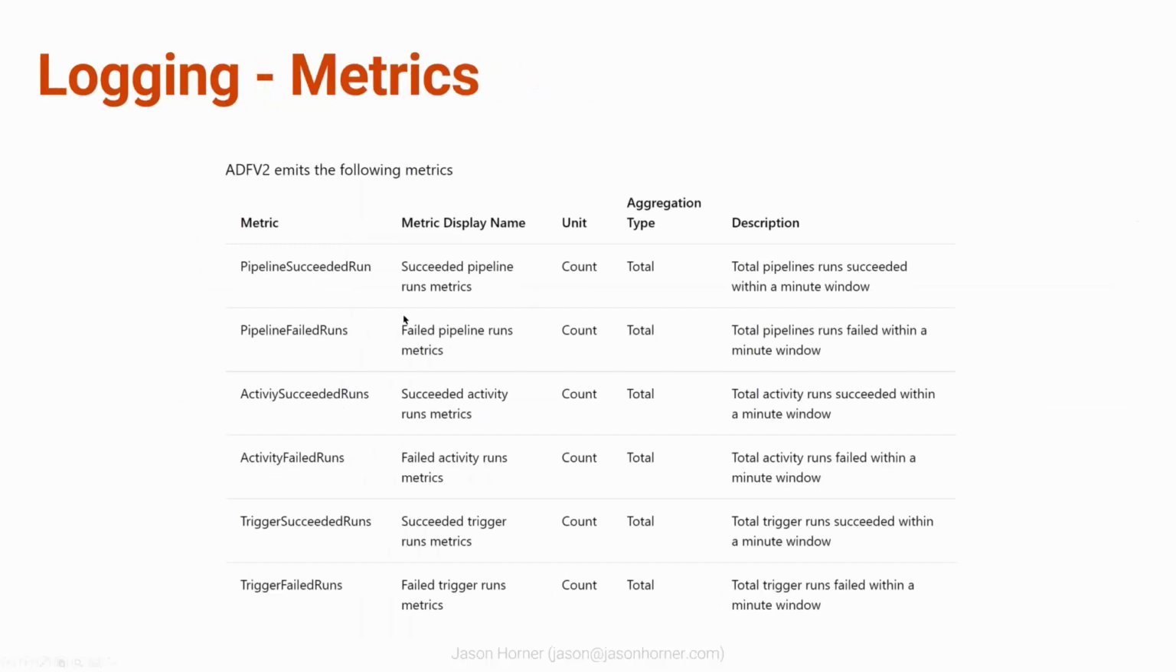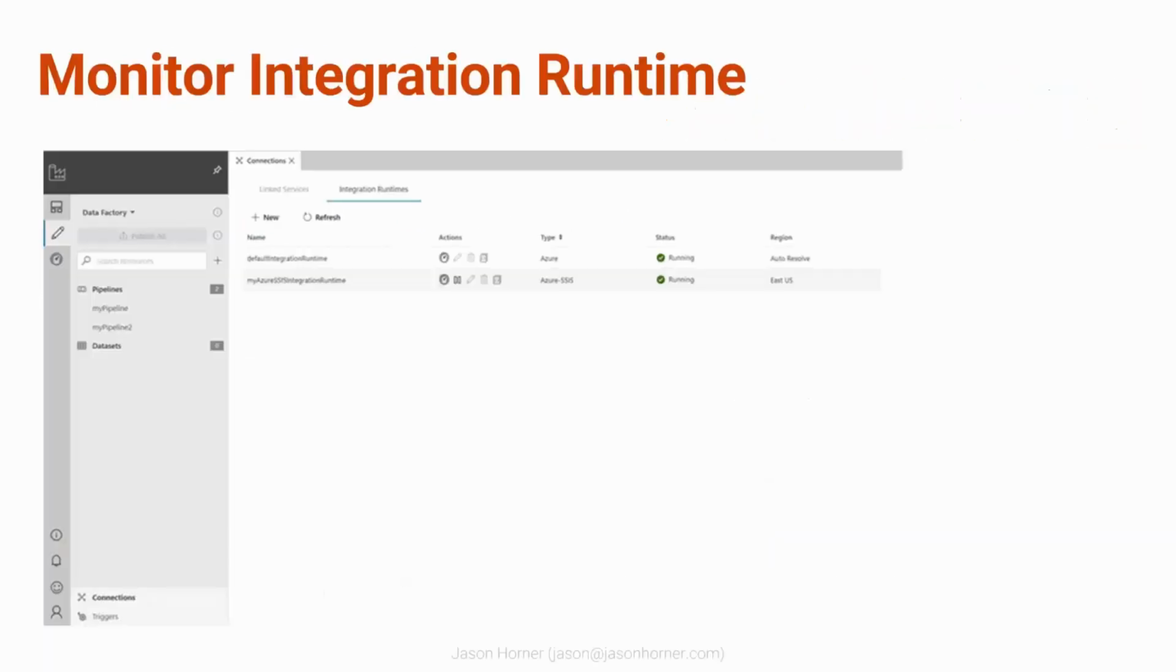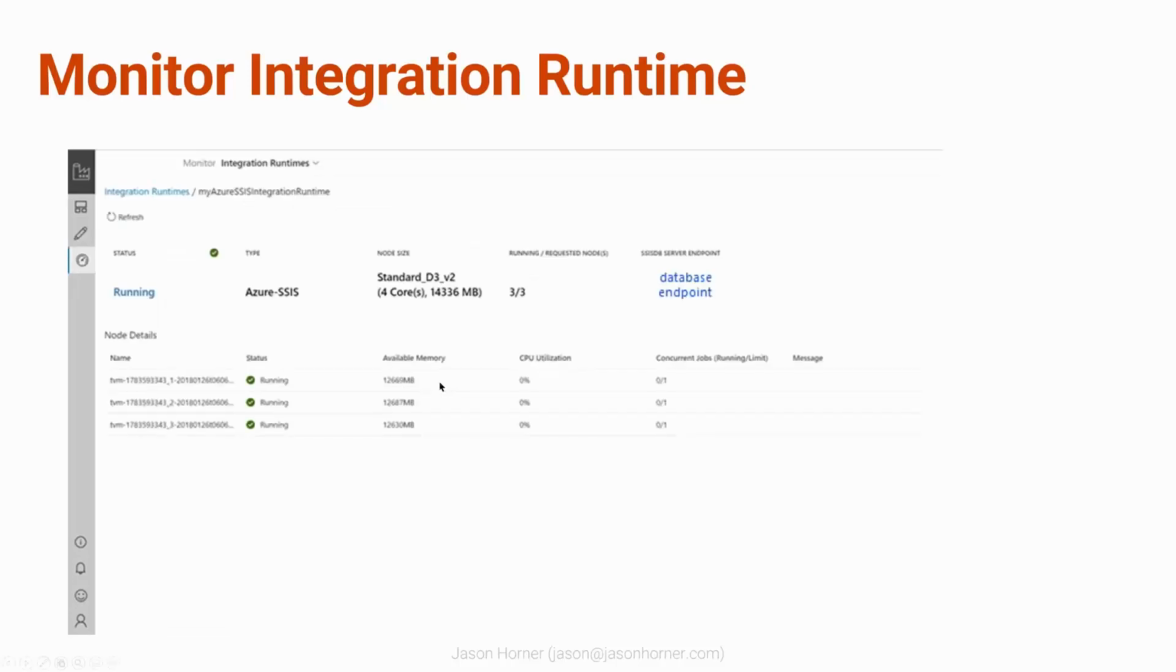And then I can set metrics, and I can use Azure Monitor to trigger on failure or success. As well, I can get performance diagnostics from my integration runtimes. So here you can see I have a couple different integration runtimes. You can see how much memory is currently available, what the CPU utilization is, how many jobs are running, as well as what the limit is on each of these. Here you can see I have a 3-node configuration. So I can pull a lot of different information from that.